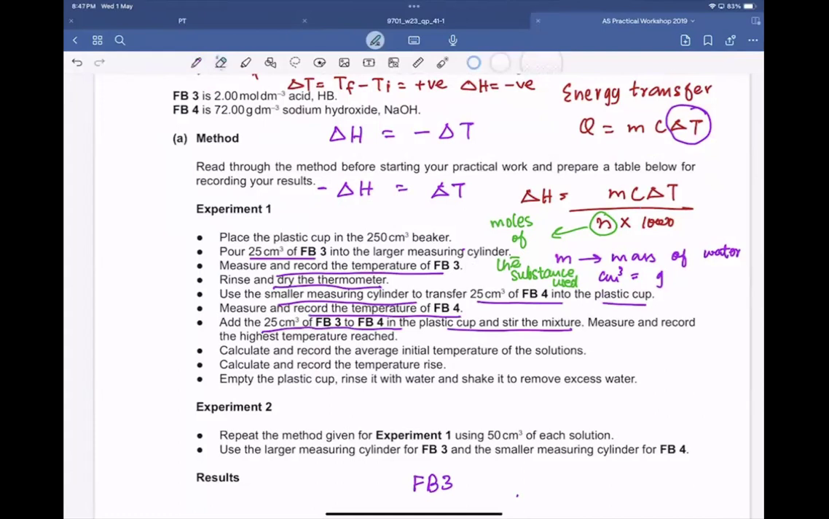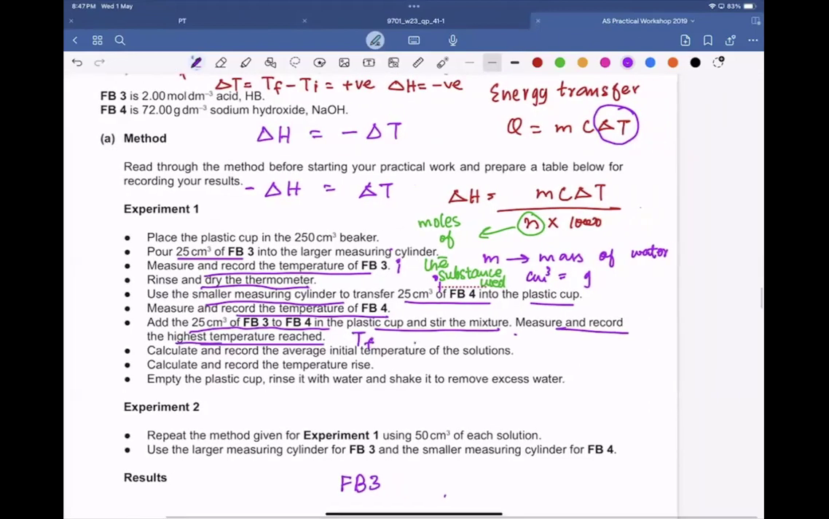So these temperatures are actually the initial temperatures. And after mixing, measure and record the highest temperature reached. So that is going to be TF, and see, highest temperature reached, so it means TF would be greater. So in this case, when you calculate that delta T by using this formula, you are going to get the value in positive. And if you are getting the delta T in positive, for this case, the delta H would be negative. Is this clear?